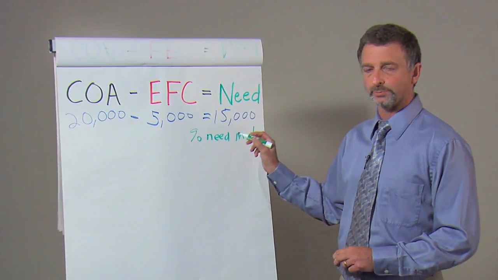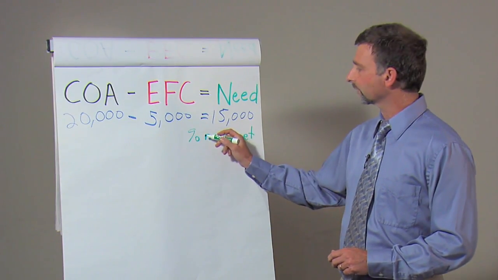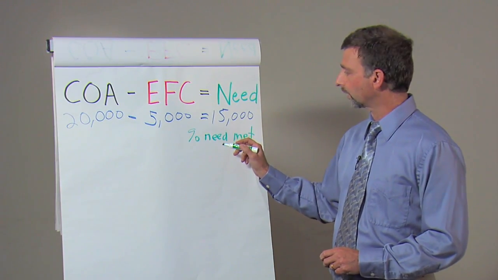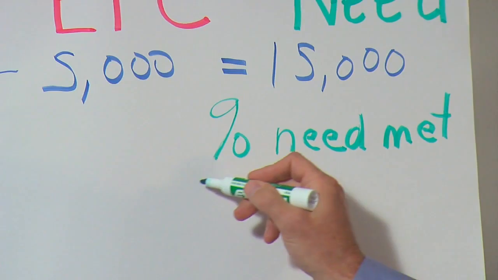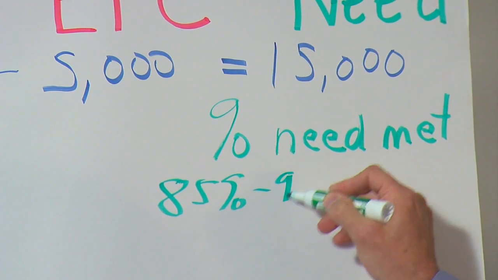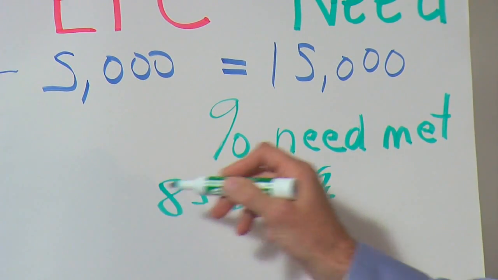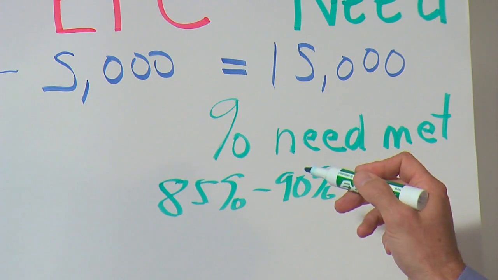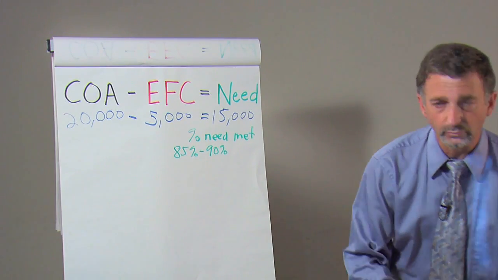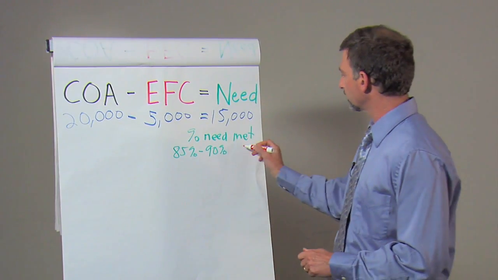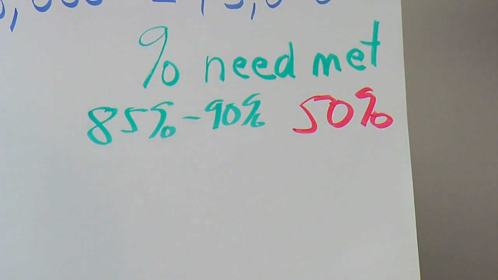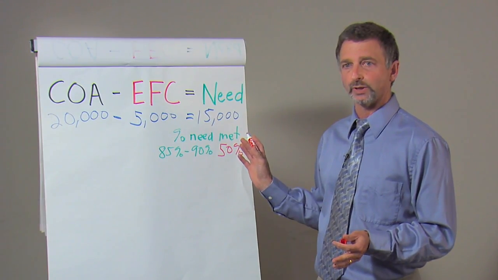This is a very important term to understand, because the higher the percentage of need met, the more you'll get for financial aid. A good school is going to help you out with about 85 to 90% of need met. That is a very nice offer from a school. However, schools that don't do so well in financial aid are going to only help you out with about 50% of need met, which isn't nearly good enough.